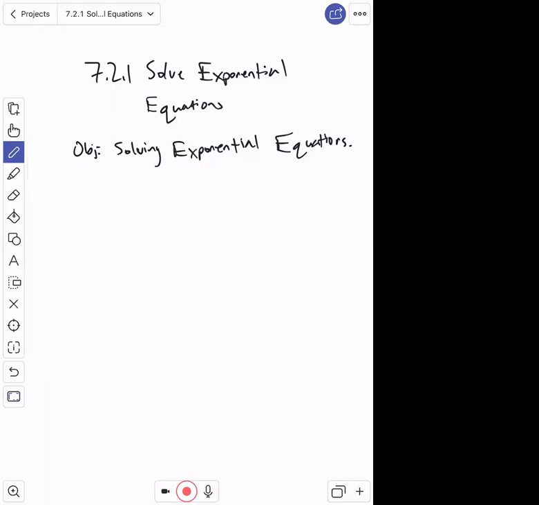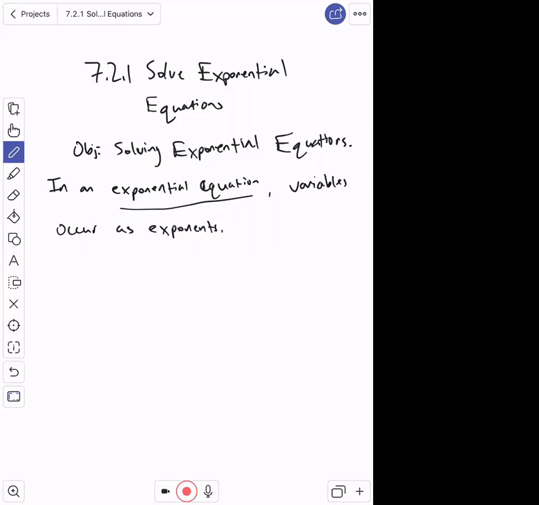In an exponential equation, if you guys want a kind of definition, it's an equation in which variables occur as exponents.